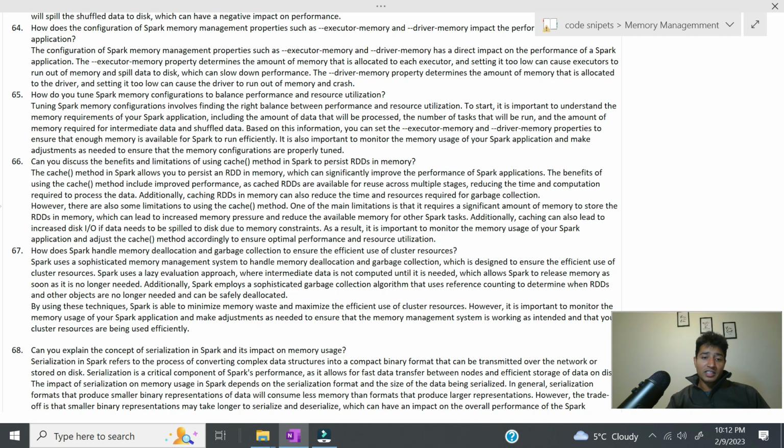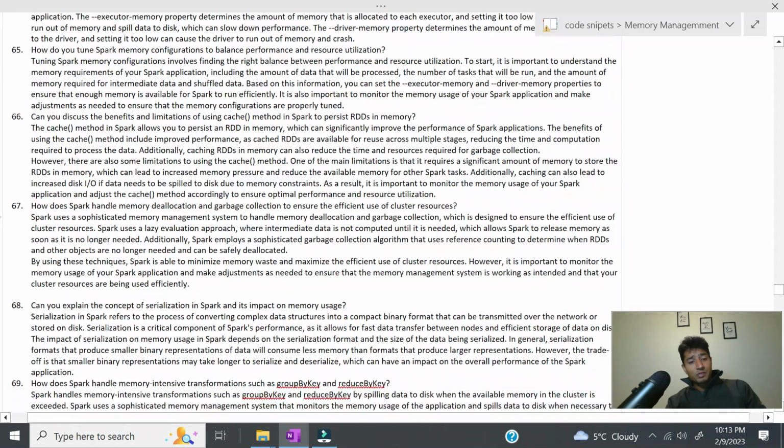However, there are some limitations of the cache method. One of the main limitations is that it requires a significant amount of memory to store RDDs in memory, which can lead to increased memory pressure and reduce the available memory for other Spark tasks. Additionally, caching can also lead to increased disk input output if data needs to be spilled to the disk due to memory constraints. How does Spark handle memory deallocation and garbage collection to ensure efficient use of cluster resources?